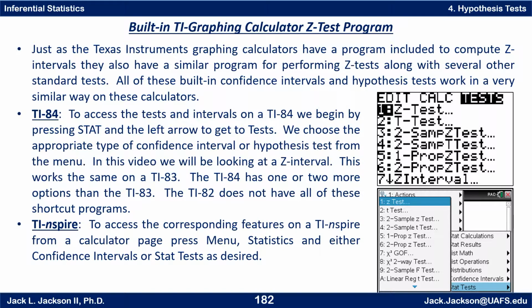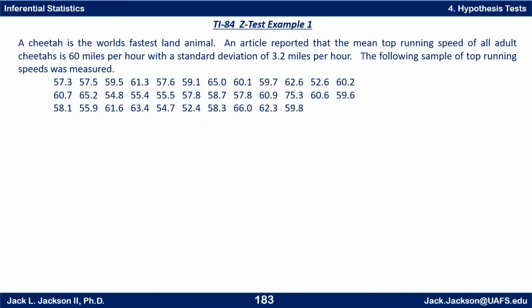Notice that the TI-83 works the same as the TI-84, but it may not have all of the tests that the TI-84 has, but it definitely has the z-test. The TI-82, which is an older calculator, does not have all of these shortcut apps, so I do not suggest using it for statistics. Okay, so let's see how to put this into work in a real-world problem.